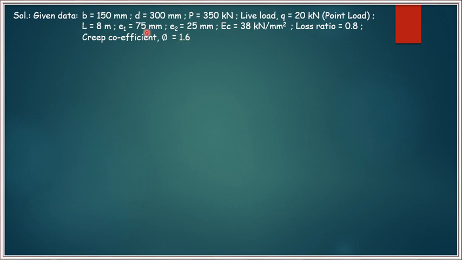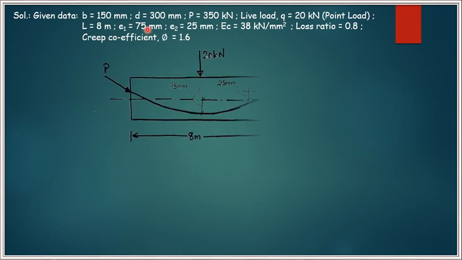So for this, if we draw the figure, it will be somewhat like this. 8 meter span, P is acting 350 kilonewton, 20 kilonewton point load acting at midspan, central span eccentricity with a parabolic cable 75 mm which will be e1, and e2 as end supports eccentricity towards the top which is 25 mm.